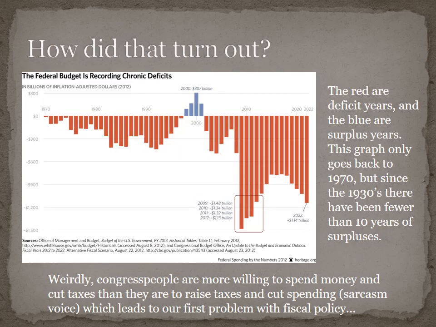Okay, so this graph only goes back to the 1970s, but we can go back to the 1930s and see the exact same trend. The red years are years that the government budget had a deficit, and the blue years are the years of government budget surpluses. So you notice a trend, right? Pretty much every year the government runs a deficit.